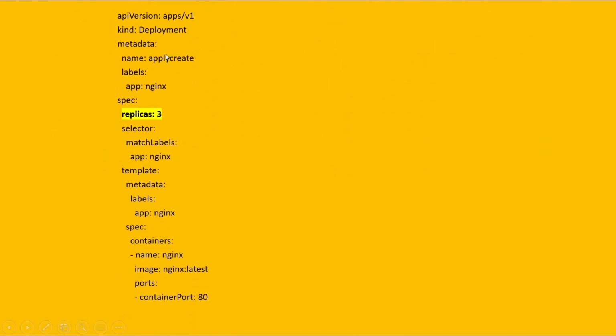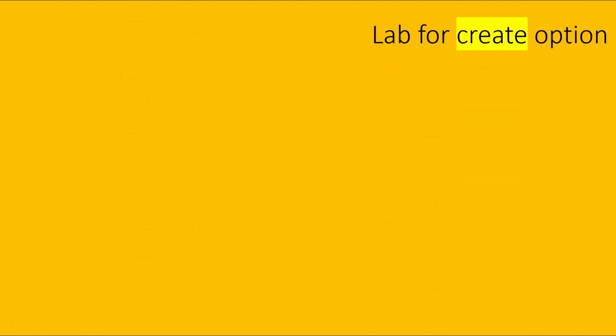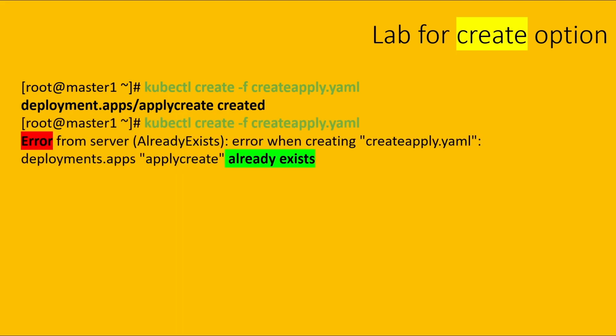So let's suppose this is my deployment, and this deployment has three replicas. Lab for the create option: if I execute the command kubectl create -f create-apply.yaml, the YAML I described in my previous slide, I will observe that the deployment is created. However, if I execute this command again, I will see an error message saying that this deployment already exists.